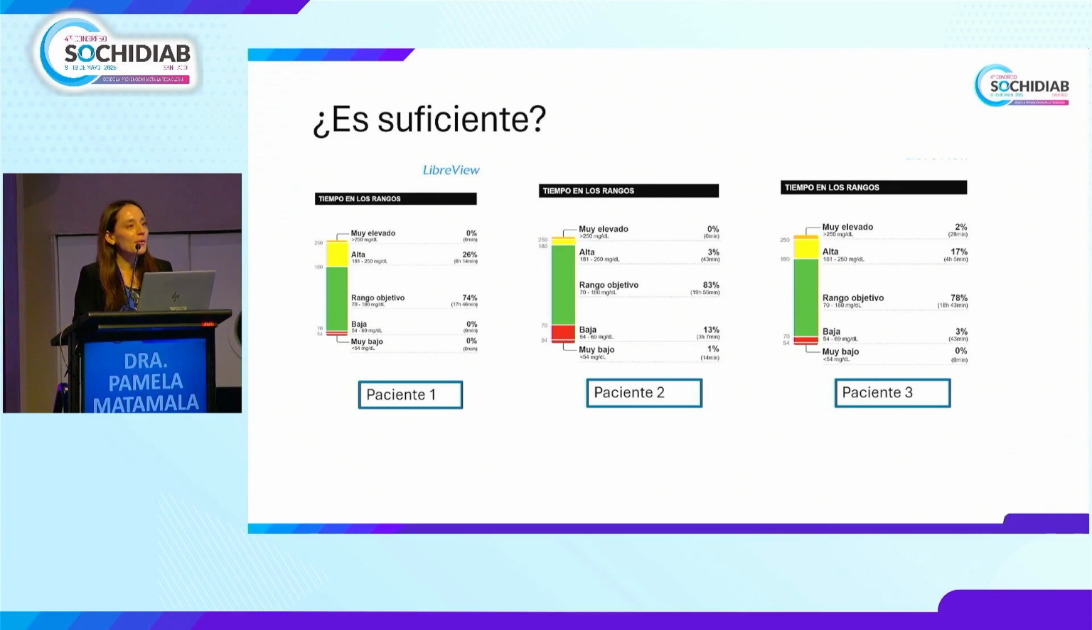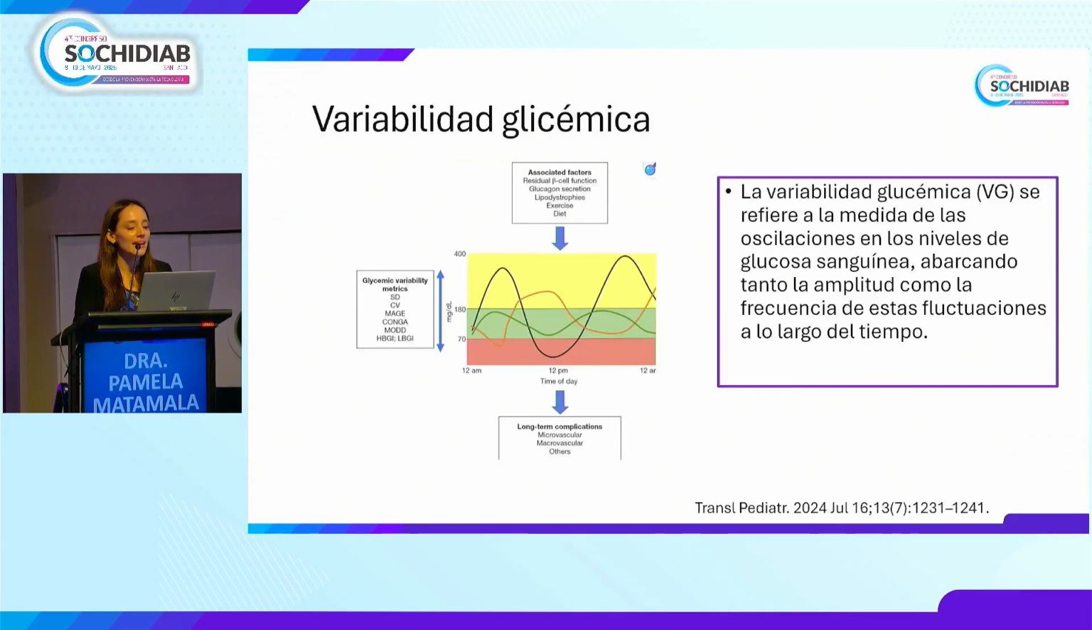Is it enough to consider only time in range to say that our patient is well controlled? Of course not. Here we have 3 cases of patients with a similar time in range. However, the most important feature is the presence of hypoglycemia, which is different among the patients. And this brings us to the concept of glycemic variability.